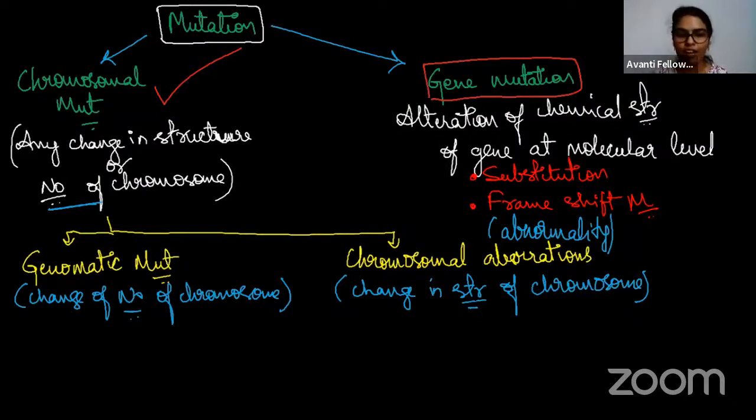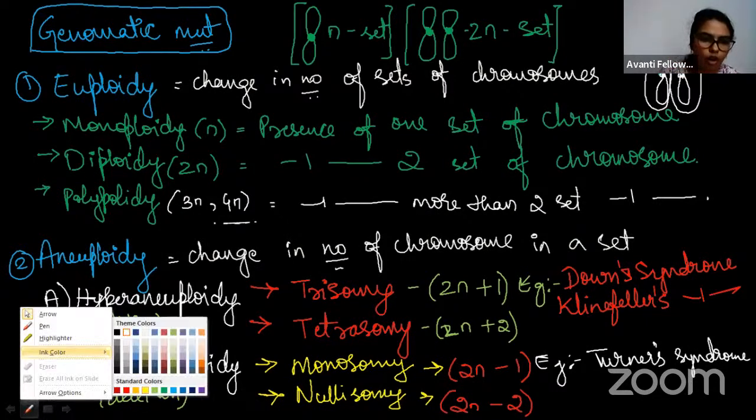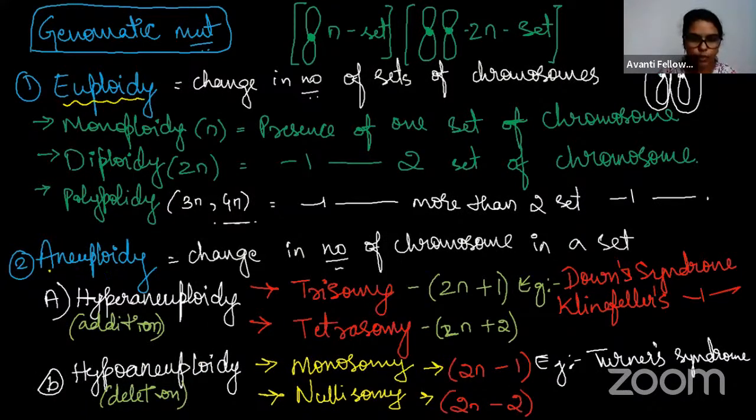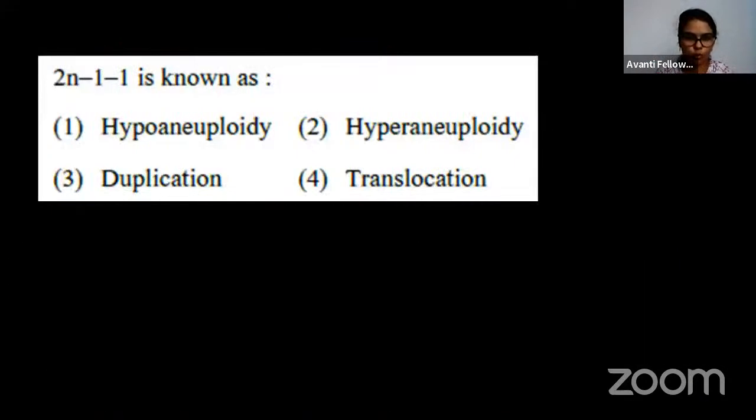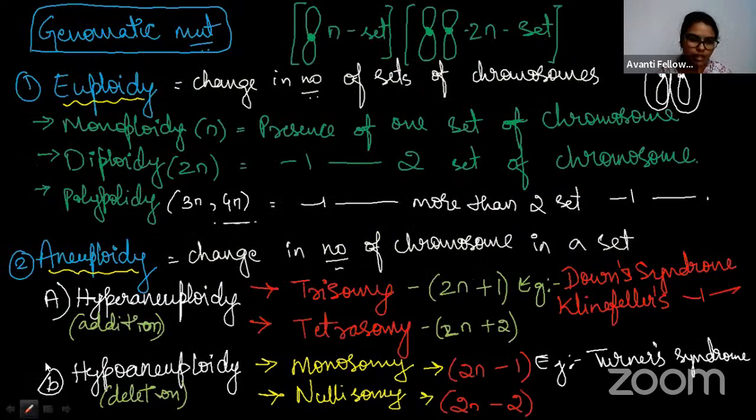ठीक है? So now we have to continue with this. Okay, so we have to continue with the genomatic mutation. So here we are going to get many things. Okay. So in the genomatic mutation, there are two categories, that is euploidy and aneuploidy. Okay, you can read this later. But now we have to check the aneuploidy. Why? Because in our question they have asked two options: hyperaneuploidy and hypoaneuploidy. Right? Let's go back. See, hypoaneuploidy and hyperaneuploidy. So that's why we are reading this slide of aneuploidy.